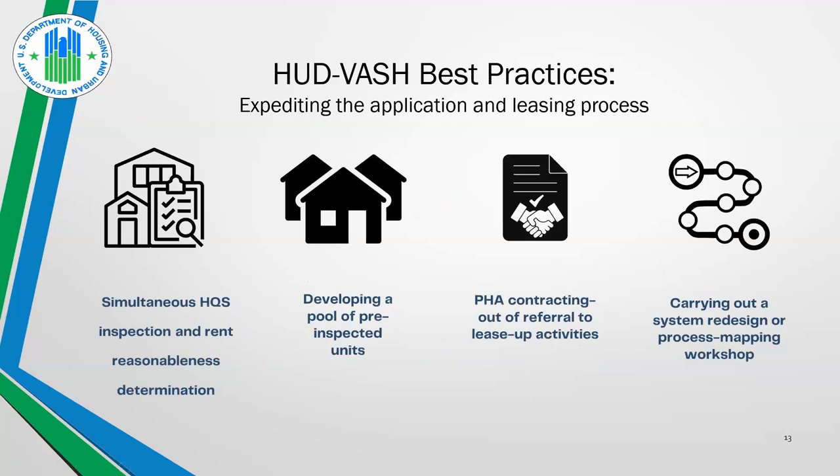Simultaneous HQS inspection and rent reasonableness determination. If your PHA has one department completing the HQS inspection and another department negotiating rent reasonableness with the landlord, consider allowing for both the inspection and rent reasonableness determination to be completed simultaneously. This process change will save time. Developing a pool of pre-inspected units: PHAs who maintain a pool of pre-inspected units afford families the ability to view and select units for which they may be interested and may reduce the amount of time a family spends locating safe, decent, affordable housing.